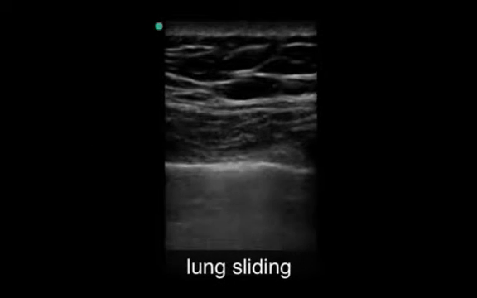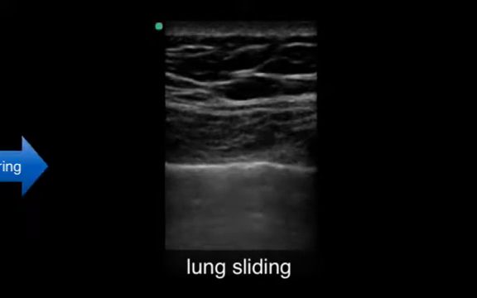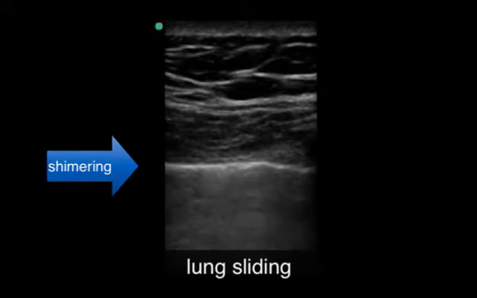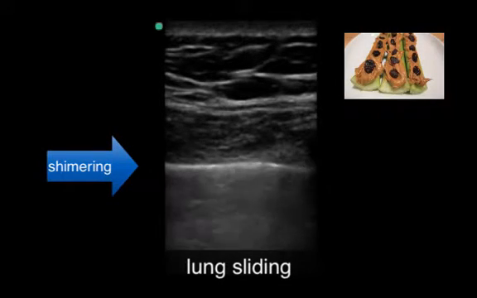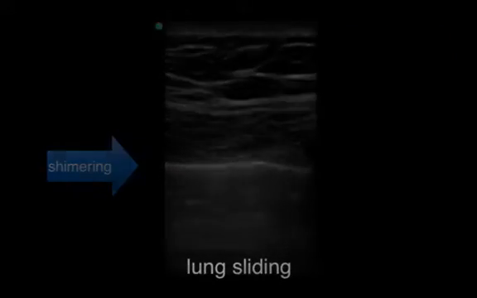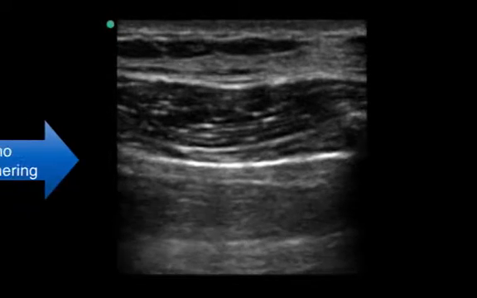The first is lung sliding. Ultrasound cannot identify a single pleural layer, but the relative movement of these layers is seen as a shimmering or a twinkling, or has been described as ants walking on a log. If there is a pneumothorax, the air inside the pleural space will scatter the ultrasound waves, and you will not see lung sliding. You will only see one pleura.